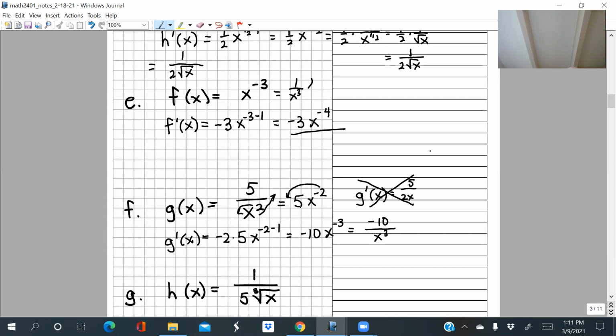By the way, the other rule that we applied here was the constant multiple rule. Notice we have 5 times x to the minus 2 power. That wasn't just x to the minus 2 power. But remember, the constant multiple rule says if you're multiplying by a constant, you can just keep the constant. Don't worry about taking the derivative of the constant. So I just kept the 5 here all the way through the problem.